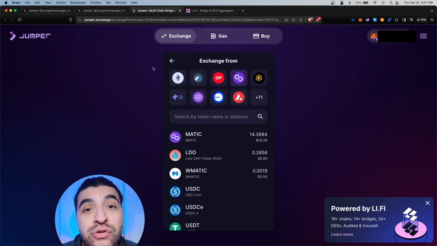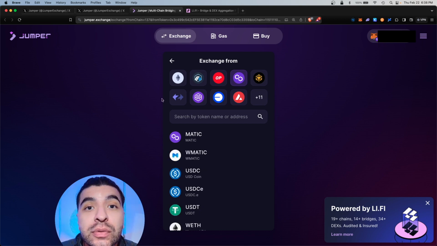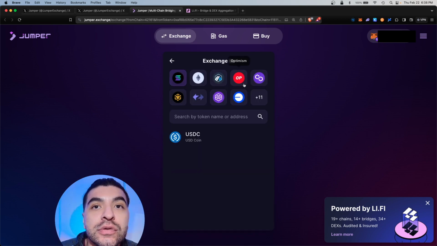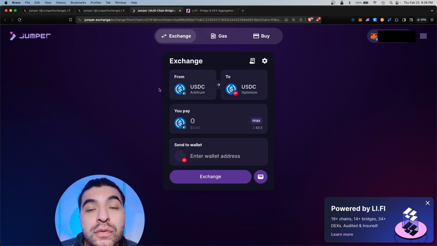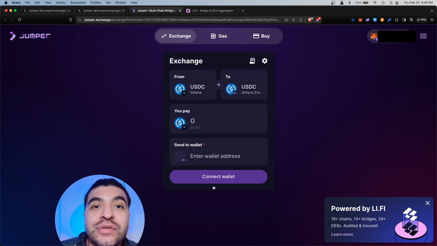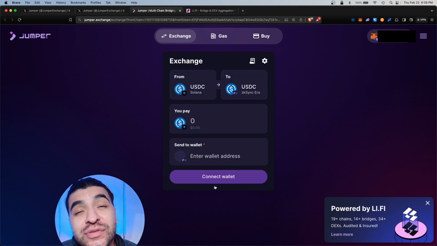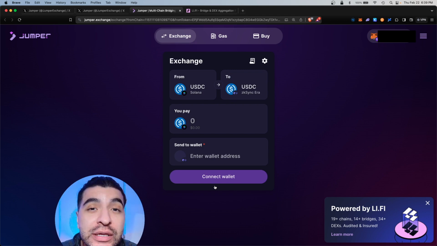I do recommend getting creative and making other types of bridges across different blockchains. For example, do an Arbitrum USDC into Optimism USDC. So that would be one way. You can even try something like Solana USDC into something like the zkSync USDC version. The reason I'm choosing USDC is it has the most liquidity, and most likely that swap would be supported. So make sure you transact and make a couple of swaps here.